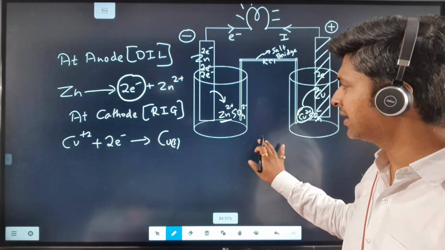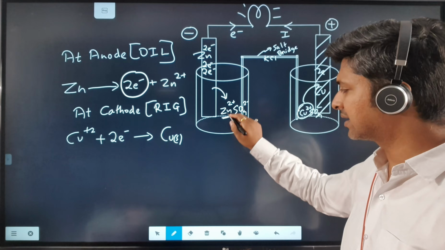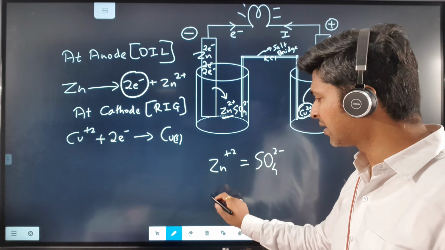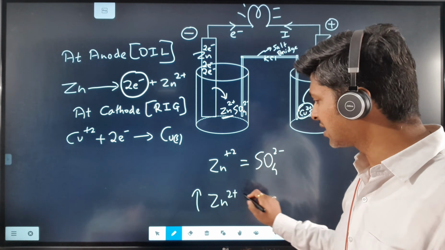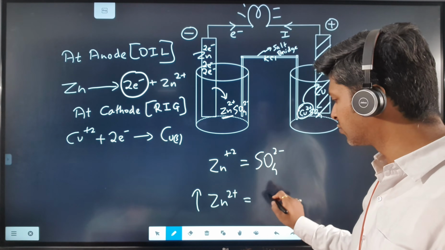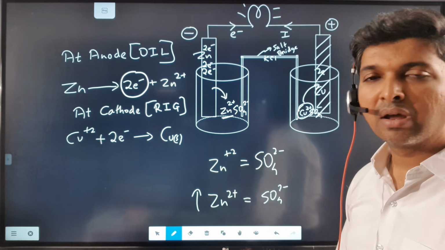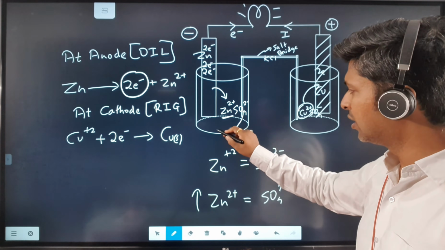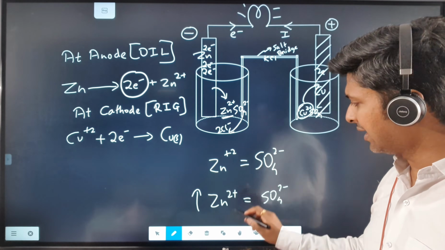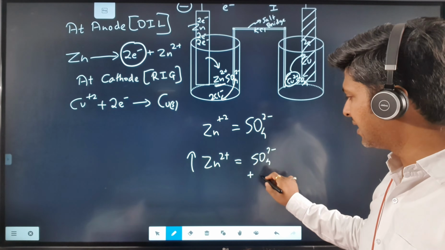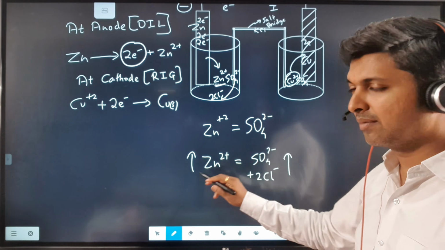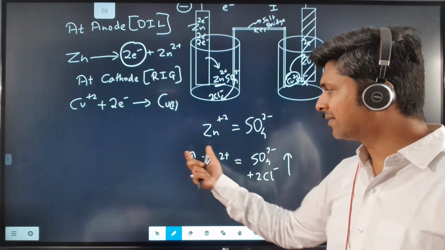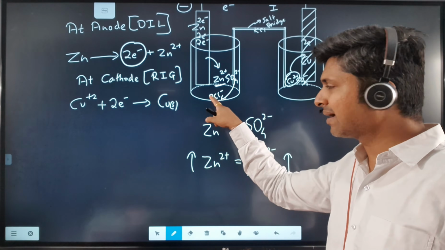Now what is maintaining electrical neutrality? When more zinc ions are here, earlier in this solution the zinc ions and the sulfate ions were equal, but now the number of zinc ions are increasing and the sulfate ions are not enough to maintain the electrical neutrality. So the moment one zinc ion increases over here, 2Cl- ions diffuse from the salt bridge, and 2Cl- ions will maintain the electrical neutrality by cancelling the positive and negative charges. The number of positive charges here are equal to the number of negative charges. How does that happen? The moment one zinc ion enters into the solution, 2Cl- ions come out of the salt bridge.